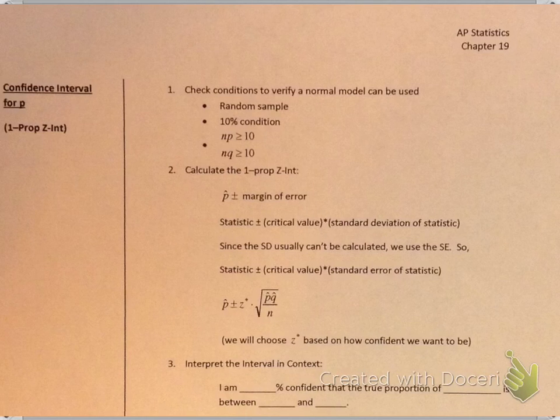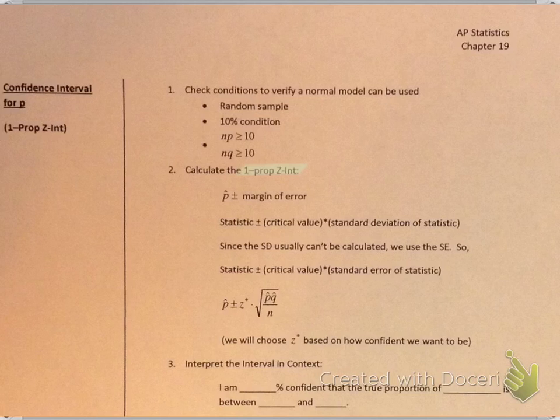We actually have shorthand for that, and that is the 1 prop z int. And saying on a test that you're going to calculate or compute the 1 prop z int is totally acceptable. So what that looks like, using the formula, remember that it is the statistic, so our p hat, the thing we care about, plus or minus this margin of error.